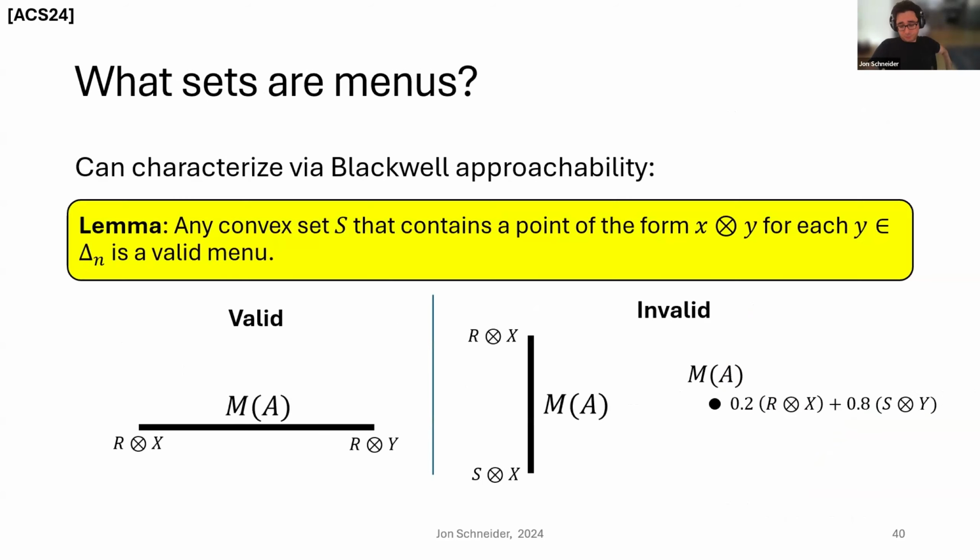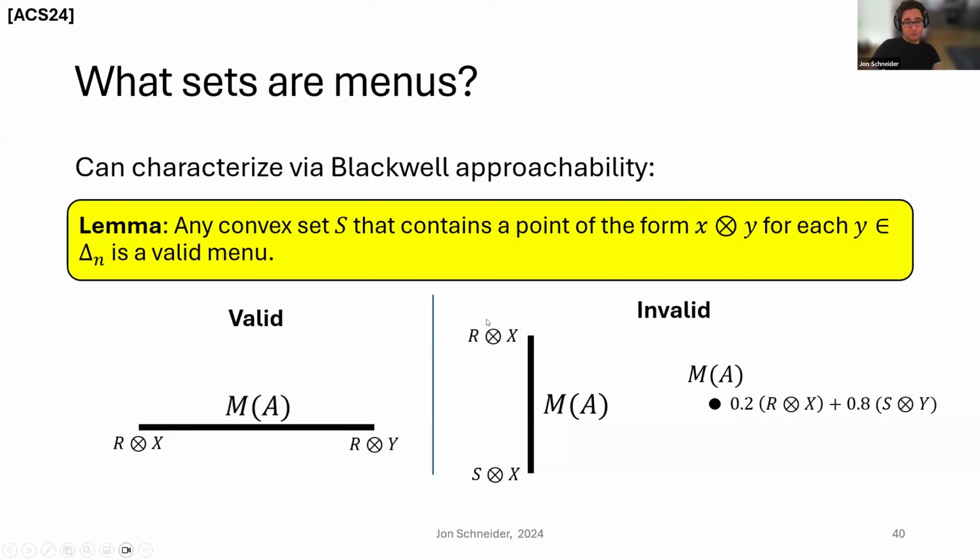What else can we say about menus? We can characterize which convex sets are valid menus that correspond to real learning algorithms, and you can characterize this via a cool technique known as black hole approachability. The actual characterization is very simple. Basically, any convex set S that contains a point of the form X tensor Y for each Y in the n-simplex is a valid menu. So you basically just need to have a bunch of different product distributions in your menu, one for each possible marginal of the optimizer.